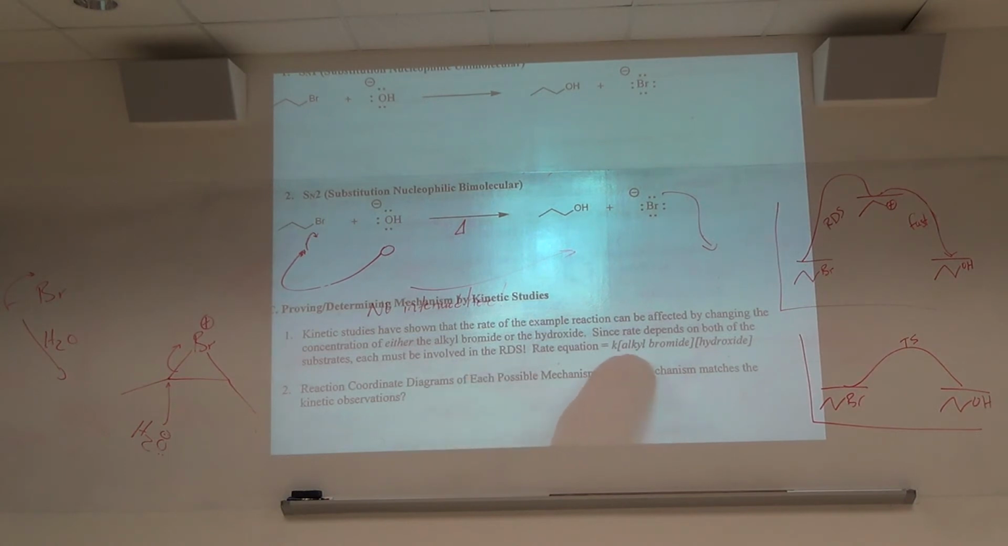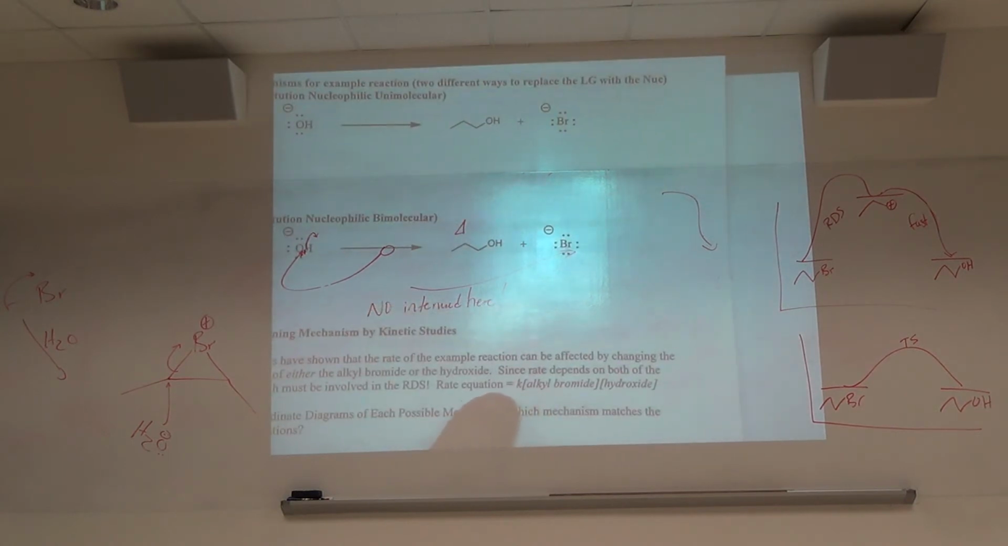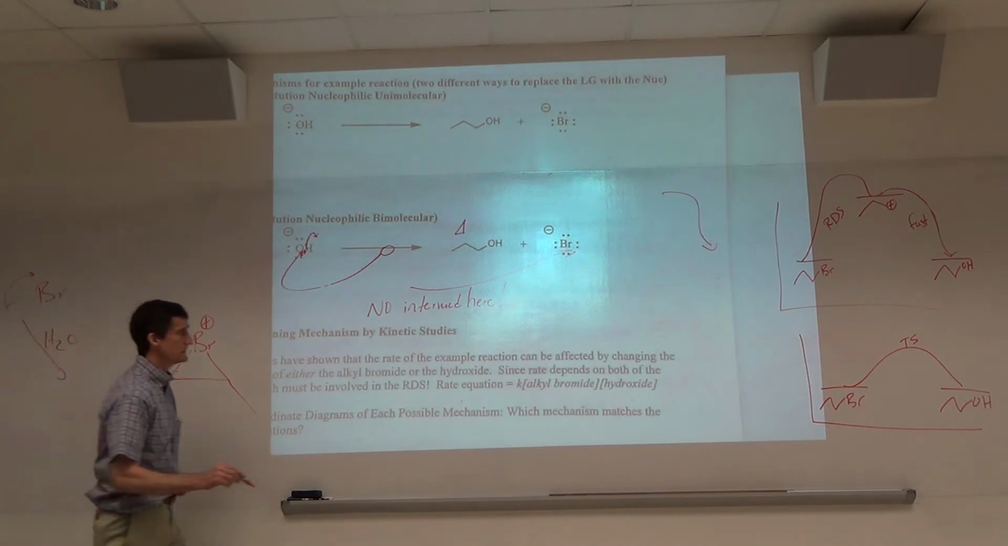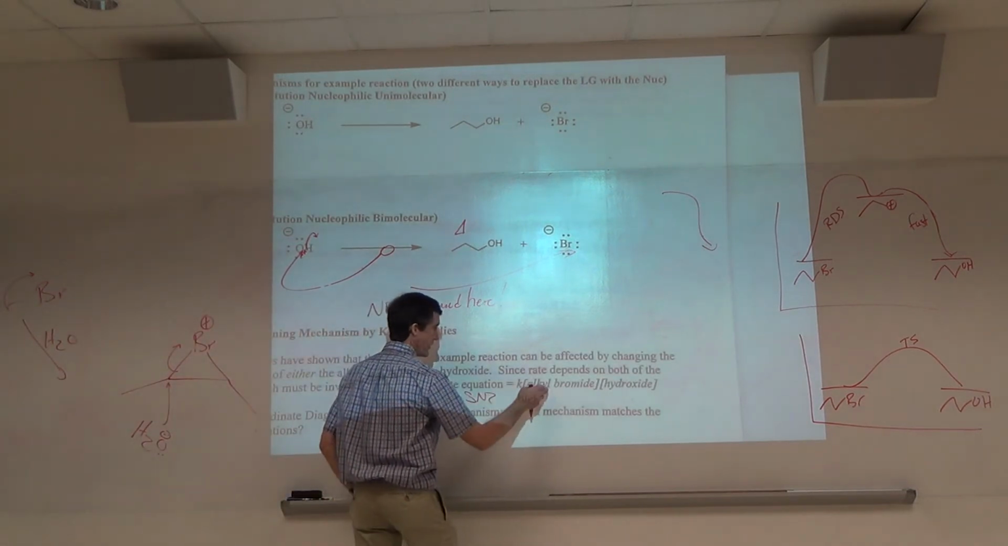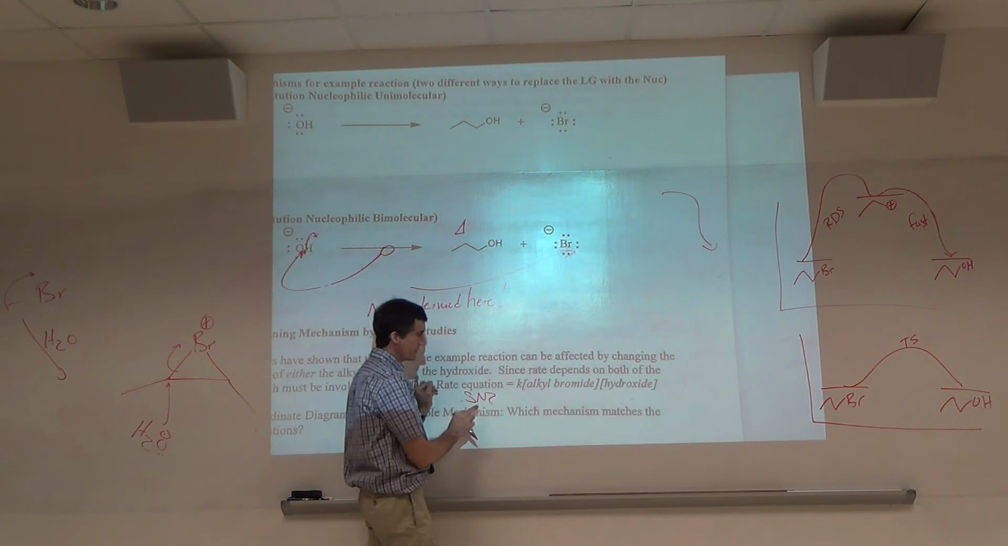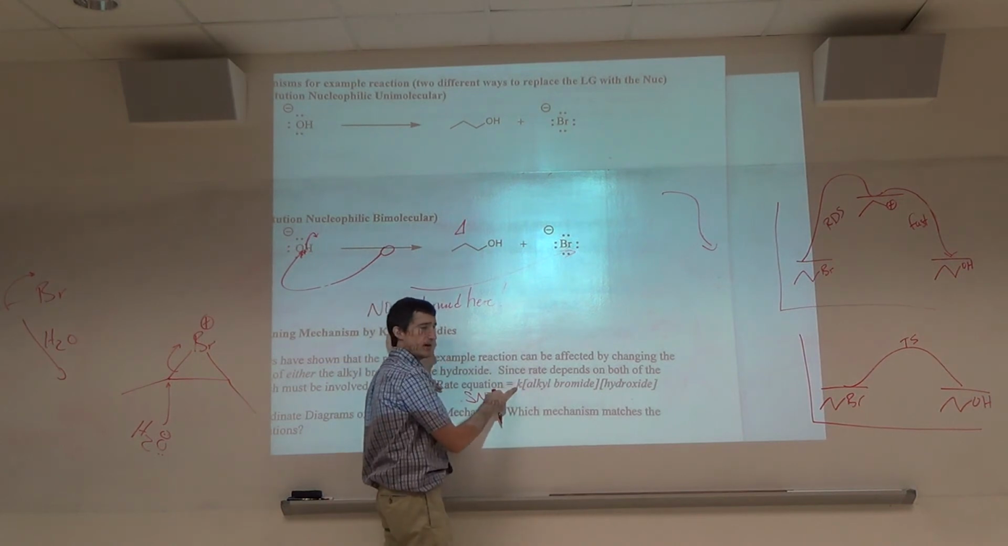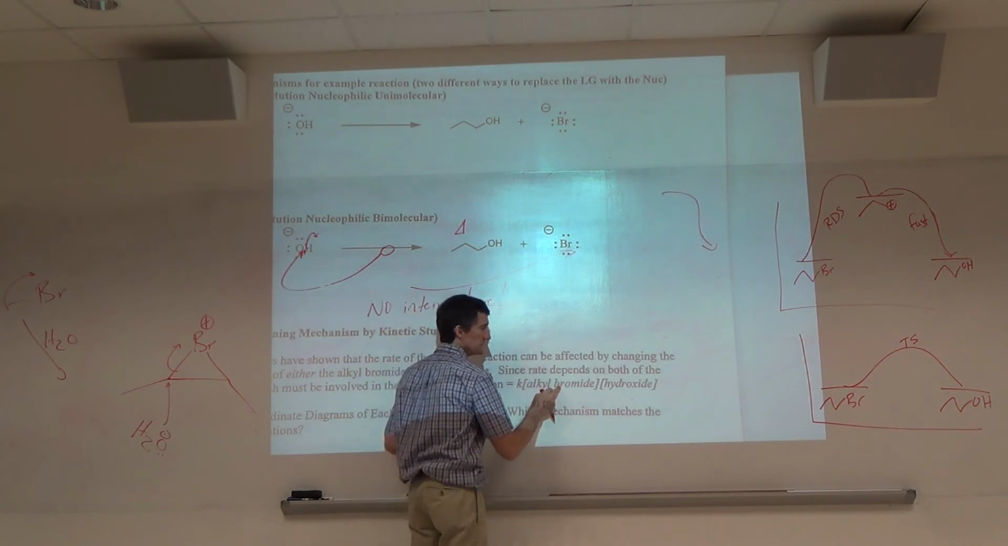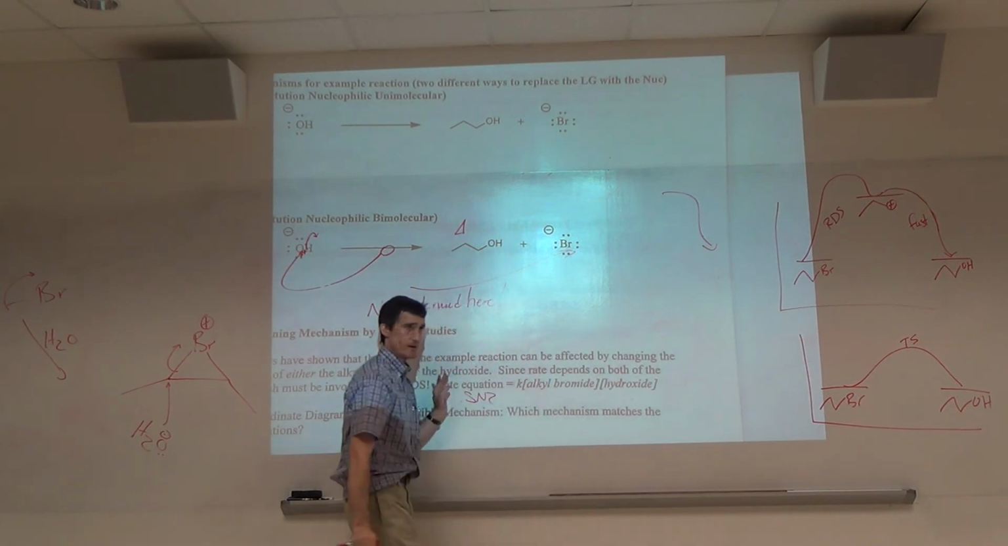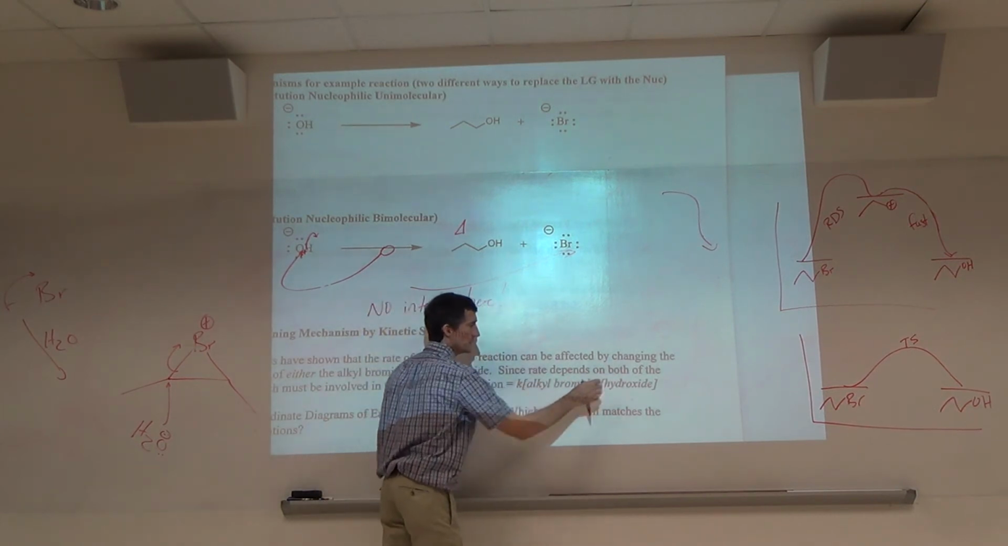We can also write a rate equation. The rate for this reaction is SN2. They're both involved. We write that as some constant for the given reaction, times the concentration of both reactants, because they're both involved in the rate determining step.